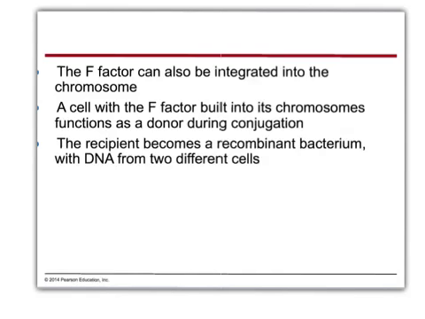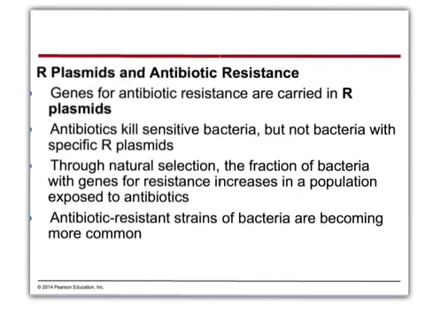When the chromosome replicates, what's going to happen? The F factor is going to replicate on it as well and be passed on to the next cell. And then that can function as a donor, and then you end up with DNA from other plasmids in terms of importance.